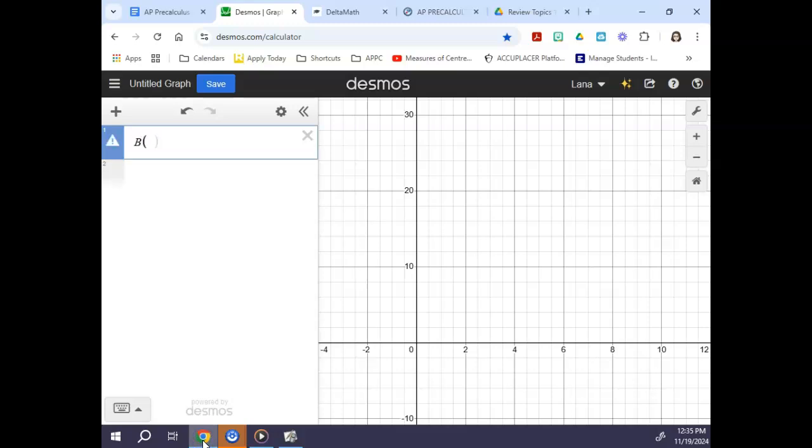B of t equals 17 times e, and really you can just do just the lowercase e, it'll know what you're doing, to the 0.31 t power, okay?